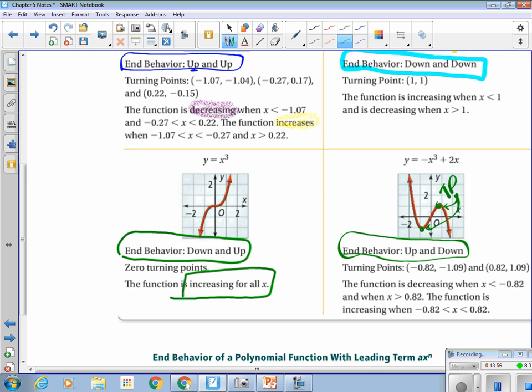From left to right, we are decreasing until our first turning point. Then we go ahead and turn. We are increasing till our second turning point, and then we go back to decreasing. So blue is decreasing, the black is increasing, the blue is decreasing.